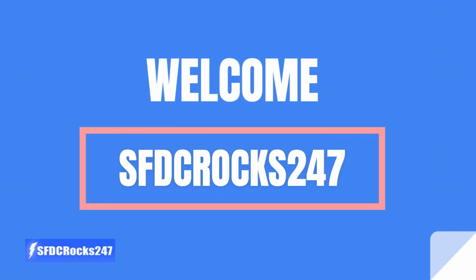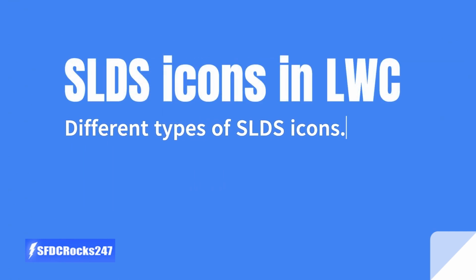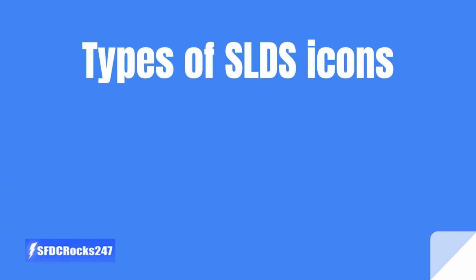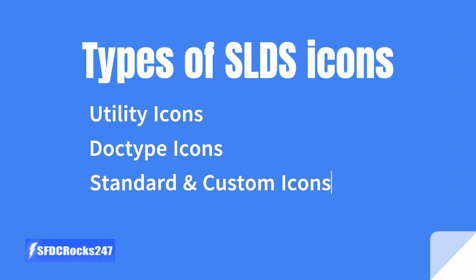In today's session, we are going to talk about different types of SLDS icons, how to find the right icon for your use case, and their basic implementation in LWC components. So let's get started. Icons are categorized into four groups, which are utility icons, doc type icons, standard and custom icons, and action items.